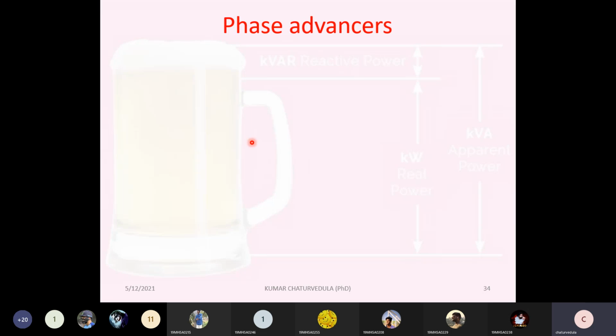So next comes phase advancer. The third method of improvement of the power factor is phase advancer. Phase advancers are nothing but, in case of induction motors, if you look at the working principle of induction motor, an induction motor will have a lagging current of 90 degrees.